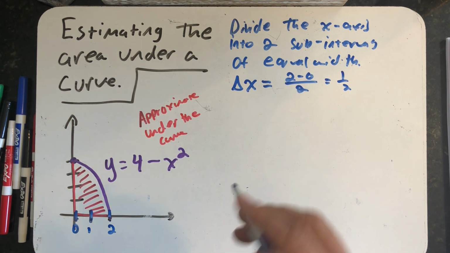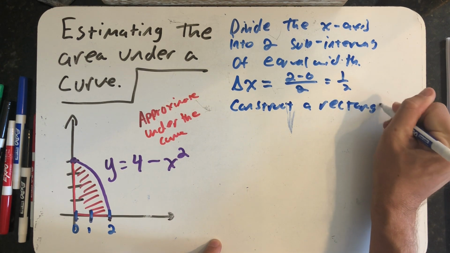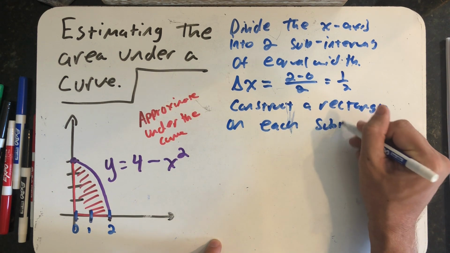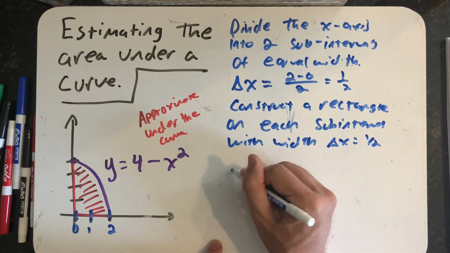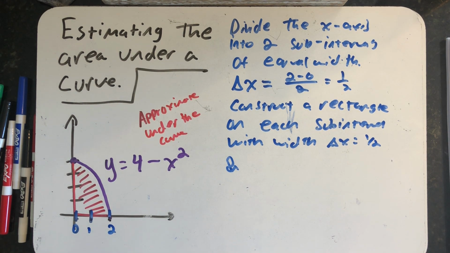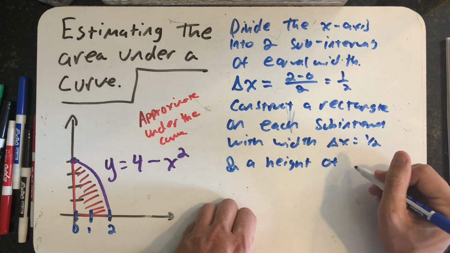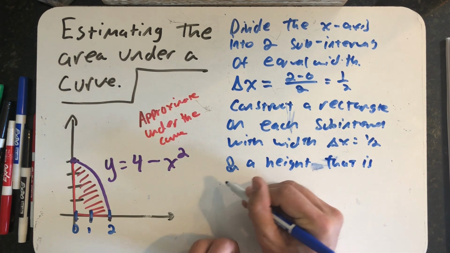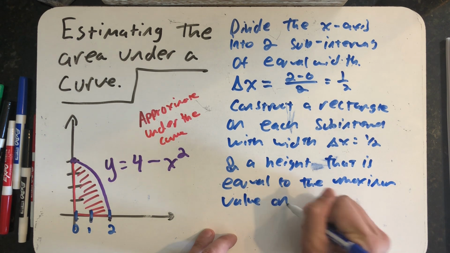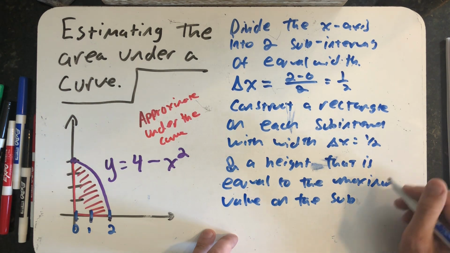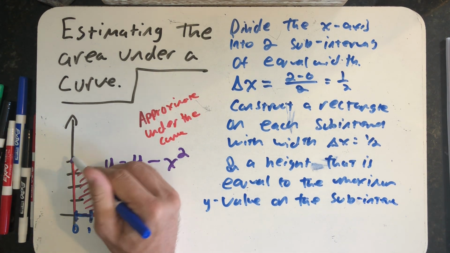Now, on each subinterval, I'm going to construct a rectangle. And those rectangles are going to have a width of delta x, and a height that actually is going to be given by taking the maximum value of the function on that interval. And I should say maximum y value on the subinterval. So I need a rectangle that has this as its width and a height that is the maximum y value on the interval.